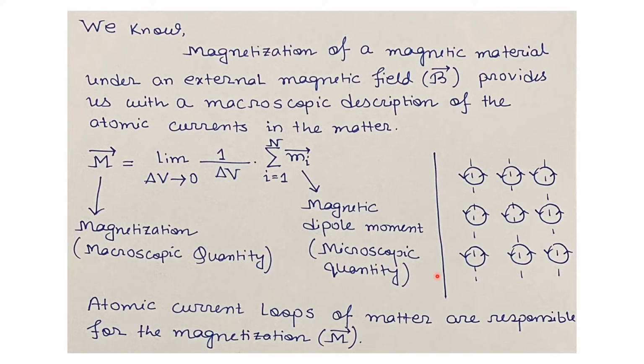If we want to visualize what the magnetization of a system is physically, we need to consider tiny current loops formed in the matter due to the cyclotron motion of the electrons when the material is kept under a magnetic field. Now this tiny current loop will have some magnetic dipole moment. These magnetic dipole moments will basically contribute to the magnetization of the system.